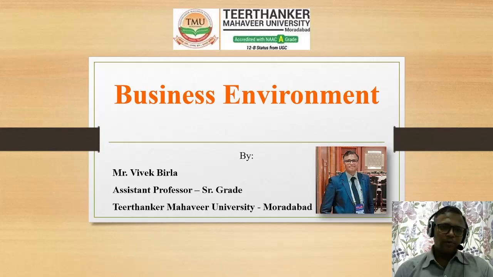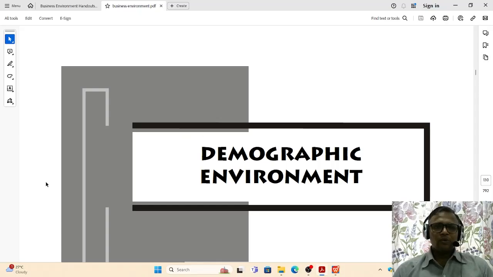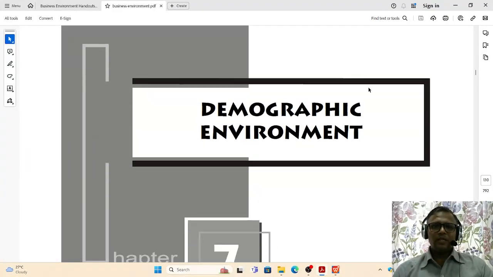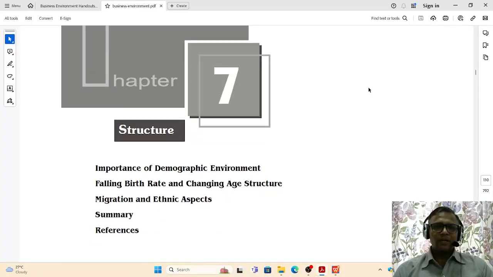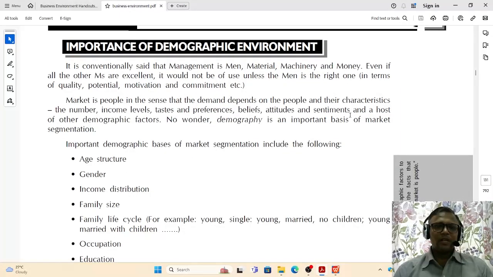Now, the next important topic which we are going to start today in this session is the role of the demographic environment. This is something which is very interesting and very important. So over here, we are going to understand the demographic environment. You see, the demographic environment is something in which we will be discussing its importance, the falling birth rate and changing age structures, migration and ethnic aspects, and many more things. So first, we need to understand the importance of the demographic environment in the business environment.